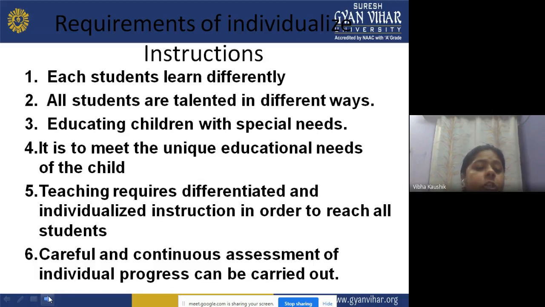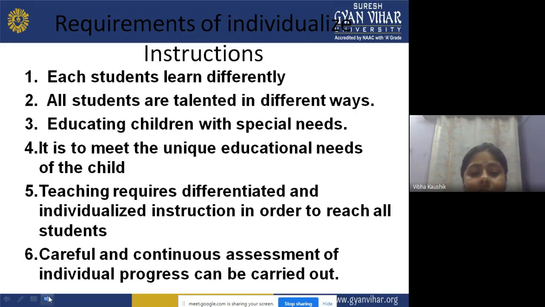Educating children with special needs. We are talking about inclusion, where a normal student learns with a special child, who may be physically disabled or mentally disturbed. So we have to educate children in such a way that the needs of the special children are also satisfied.